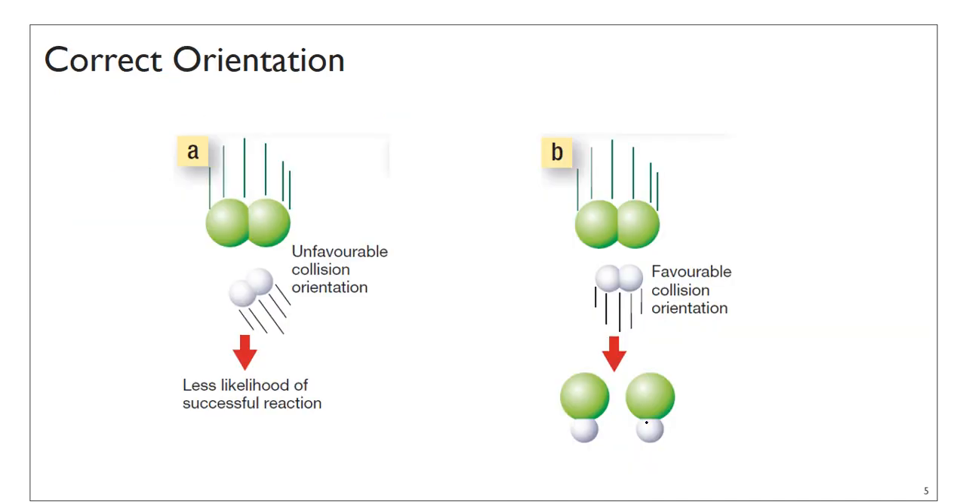Now, I just want to talk about the correct orientation a little bit more. So this is another example of correct orientation using another chemical reaction. So in this particular case, this is an unfavorable collision orientation. So if the two reactants collide in this particular orientation, you're less likely to have a successful reaction, or sometimes you cannot have a successful reaction if this is the orientation that the two reactants are taking. But in this case, this is going to be a favorable orientation. So if they collide this way, it is more likely that they're going to form products.